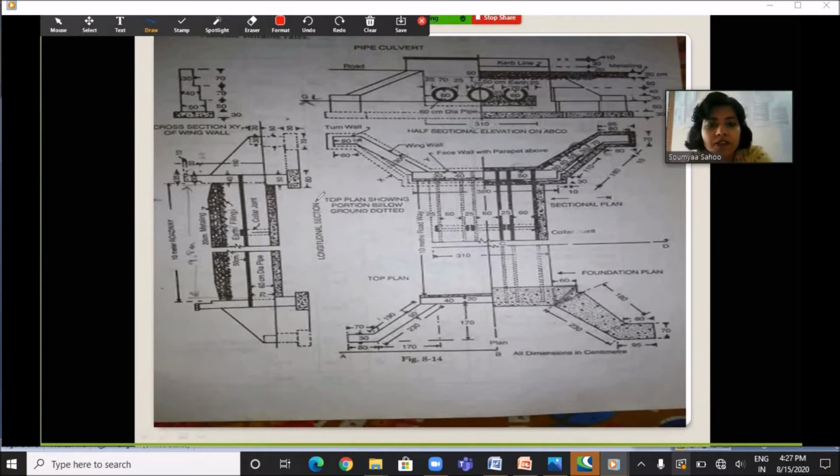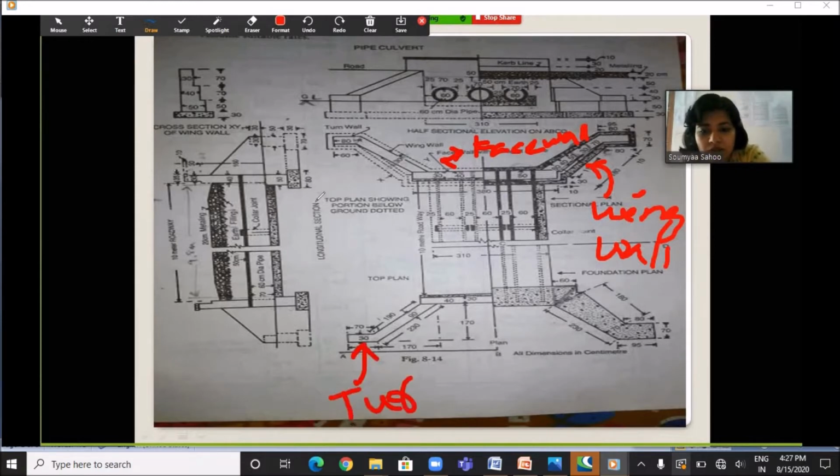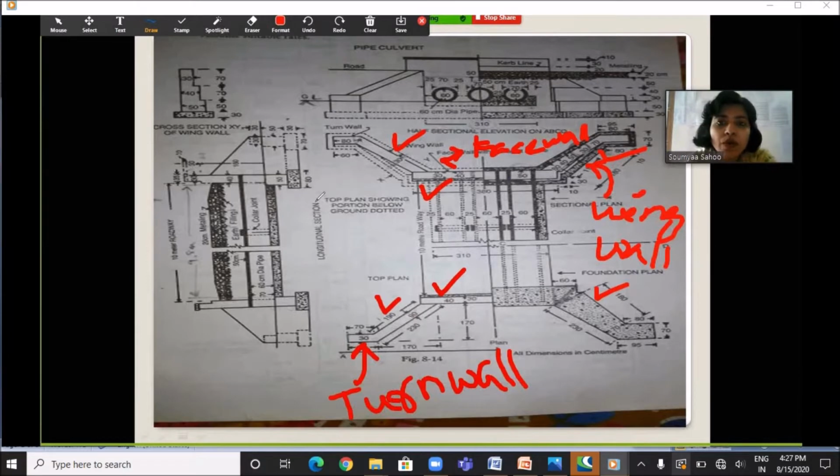Students, this is the face wall. This is the wing wall, and this is known as the turn wall. As you can see in the plan, there are 2 face walls, one right here and another one right here, and a total of 4 wing walls. Here is wing wall number 1, this is number 2 wing wall, number 3 wing wall, and number 4 wing wall, and 4 turn walls. Number 1 turn wall, number 2, 3, and 4.